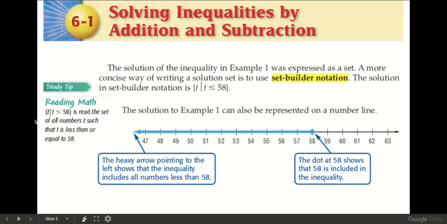So just how to read it, right? It's set as all numbers T such that T is less than or equal to 58. So that's how you would read that. But the real important part is just making sure that you have this part of the solution right here.